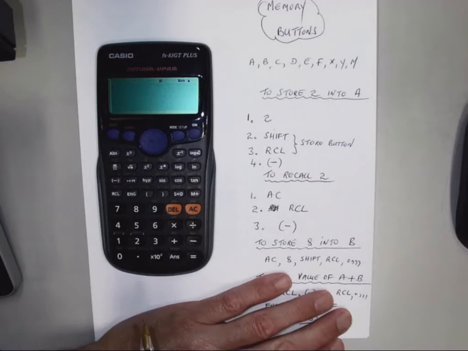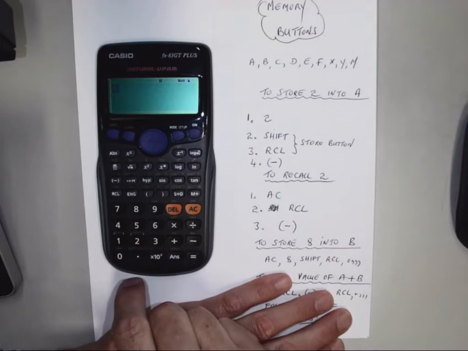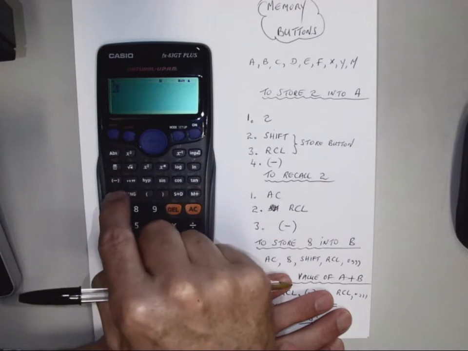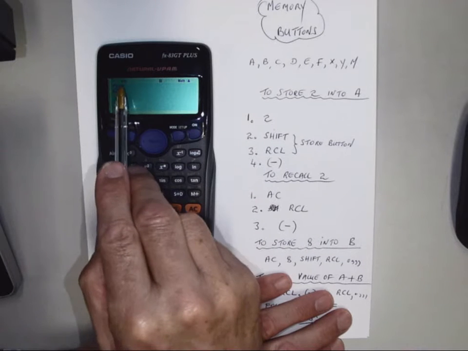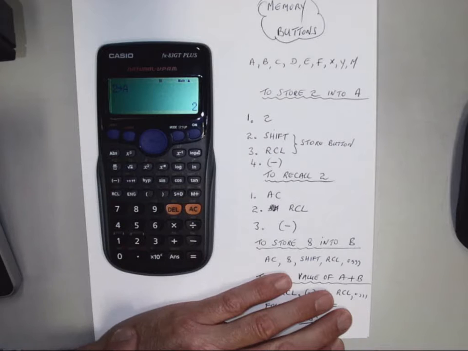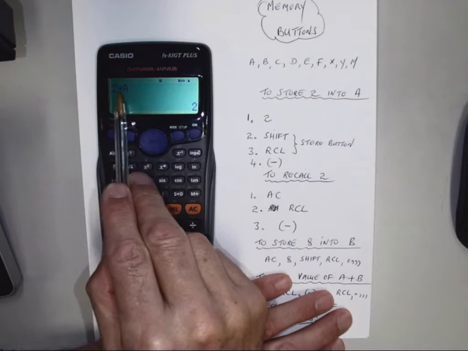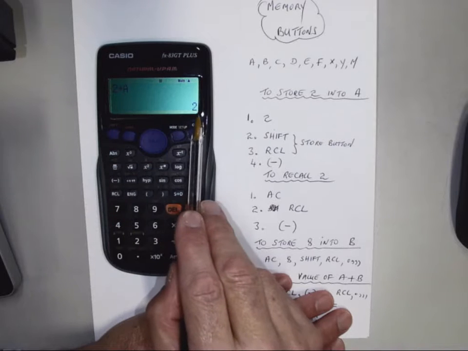Press AC if it's not cleared already, and we'll start. 2. Shift first of all, followed by the RCL key. Notice STO comes up on the top line. Where do we want to put it into? Memory location A, minus button. Notice the calculator shows it to you on the screen. 2's gone into memory location A.